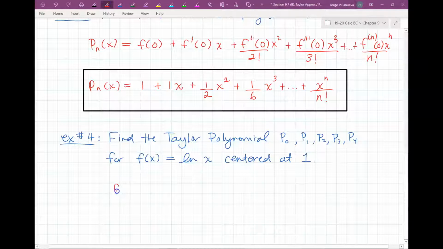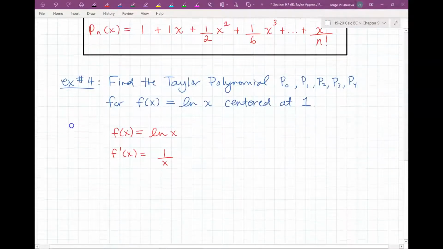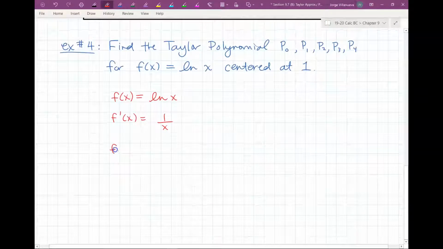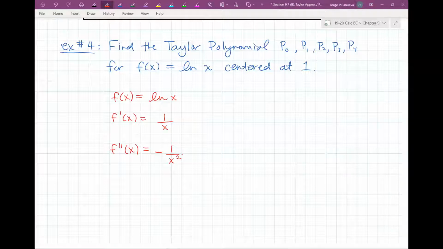So we start with f of x, which is ln of x, f prime of x, which is 1 over x, f double prime of x, which is negative 1 over x squared. Go ahead. What does it mean that it says centered at 1? That means your c value is 1. Yeah, c is equal to 1.